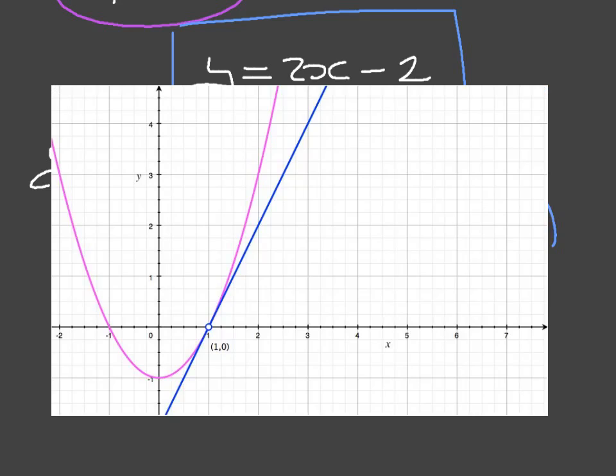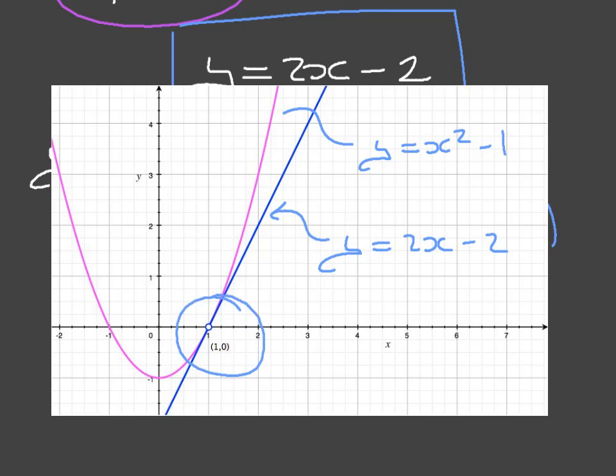If we look at this curve, we can definitely see here that this curve is y is equal to x squared minus 1, and this line is definitely the line y is equal to 2x minus 2. And most importantly, we can clearly see here that this line is tangent to this curve at the point 1, 0, since that's the only point at which they touch. We can also see quite clearly here that the blue line has the same slope as that pink curve, which really suggests that we got everything right here.